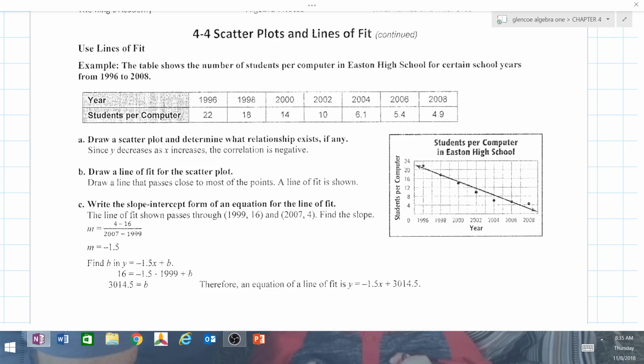So what we want to do is construct a scatter plot and determine the relationship that exists: positive, negative, or no correlation. Remember, when they give you the data in this format, the top is your X variable and the bottom is your Y. That's why years is on the X-axis and students is on the Y-axis, and you plot them as ordered pairs.